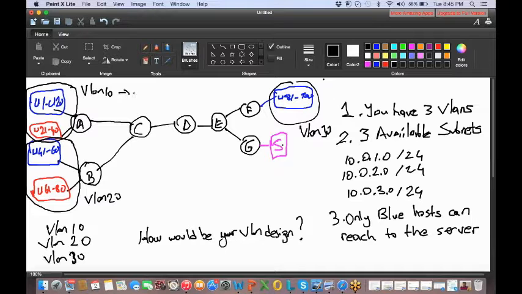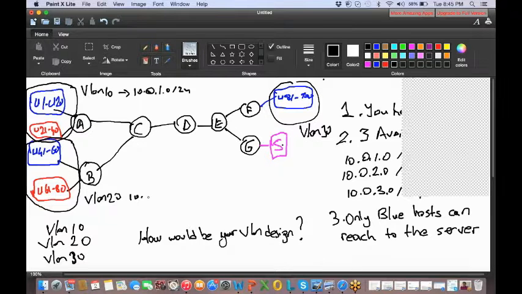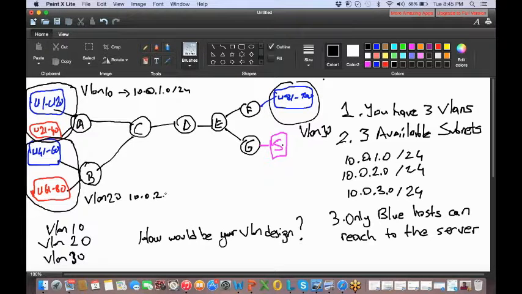So if we assign VLAN 10 10.0.1.0/24, then 10.0.2.0/24 for VLAN 20 for those users, and 10.0.3.0/24 for this VLAN 30. Now your filter, let's say you will put a filter here, a firewall, whatever, an access list. What would the filter here be?